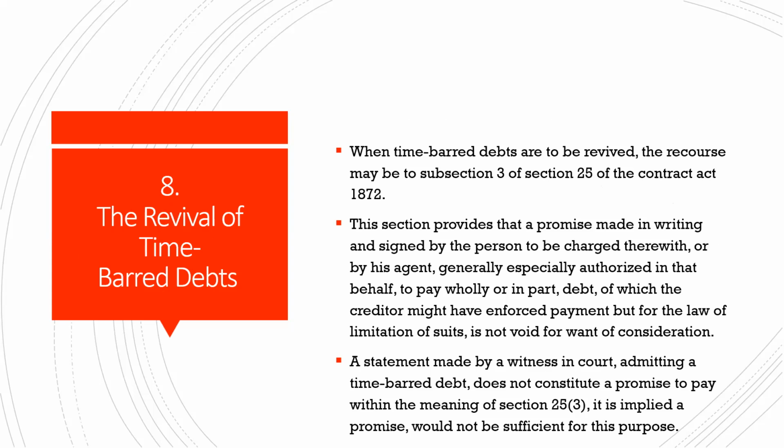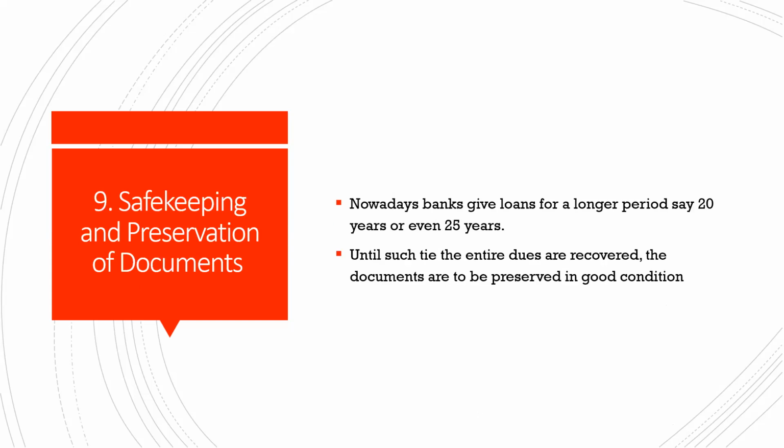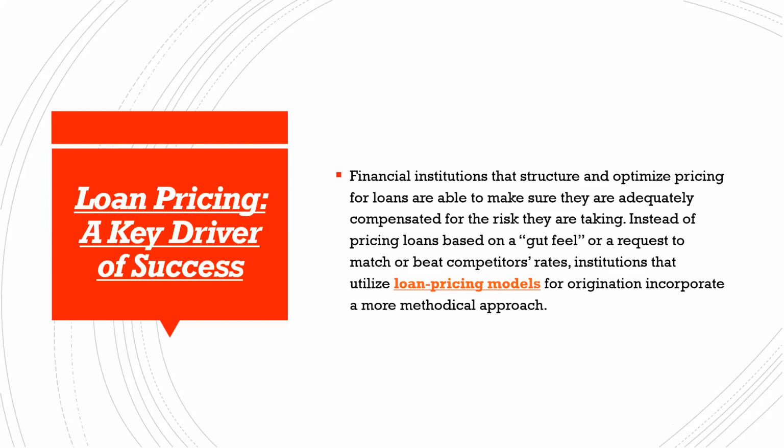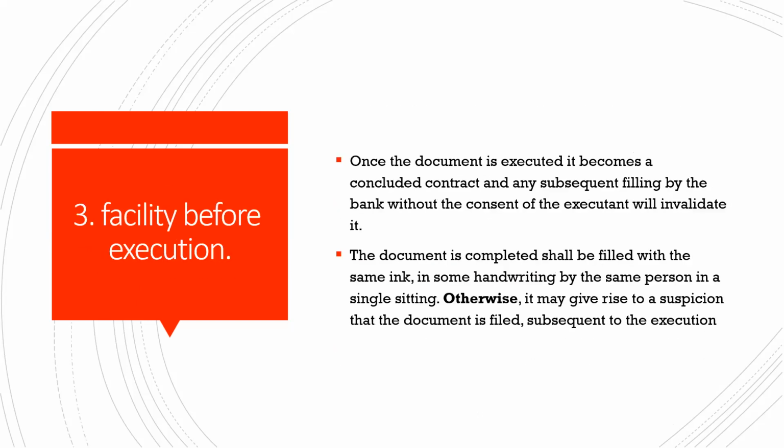If we are talking about this time period debt, then you can say it can no longer be recovered through court action also. If a creditor fails to take action to recover a debt, it becomes statute barred, meaning it can no longer be recovered. You can call them time barred debts. Okay, next is safekeeping and preservation of documents. So it's the next step, you can say the last one. This is all the process of documentation.